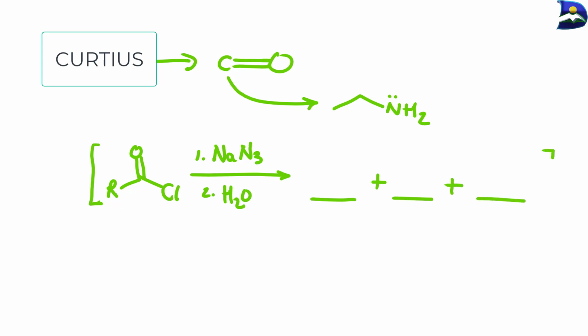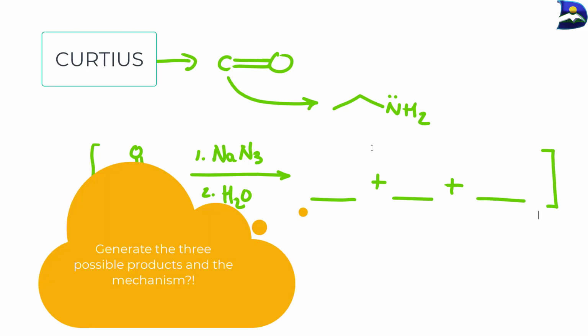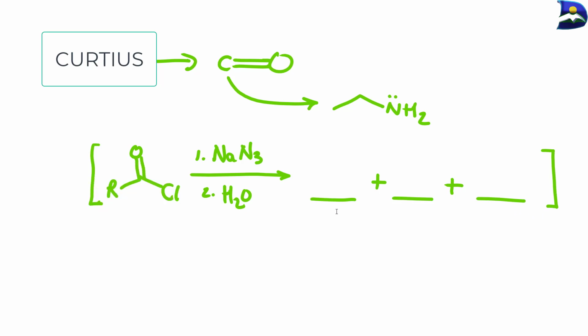Now the question I'm going to ask you is, what are the products that are formed? And second is, provide the mechanism for this particular reaction. So first, we need to determine the mechanism, and by so doing we're going to arrive at the specific products that are formed during this reaction process.